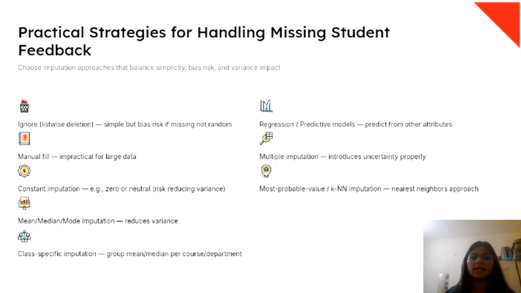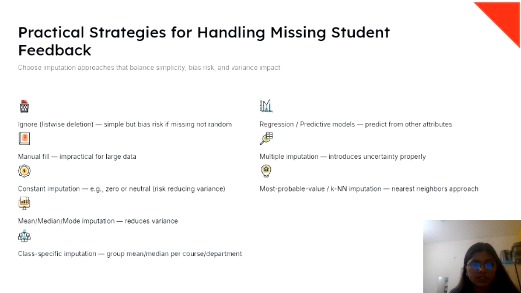Practical strategies for handling missing feedback data. Choose imputation approaches that balance simplicity, bias risk, and variance impact. Ignoring the record is simple but risks bias if data is missing not at random. Manual fill is impractical for large data. Constant imputation uses an example like 0 or a neutral value.